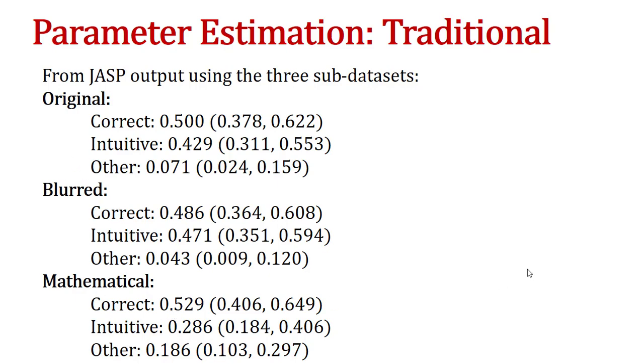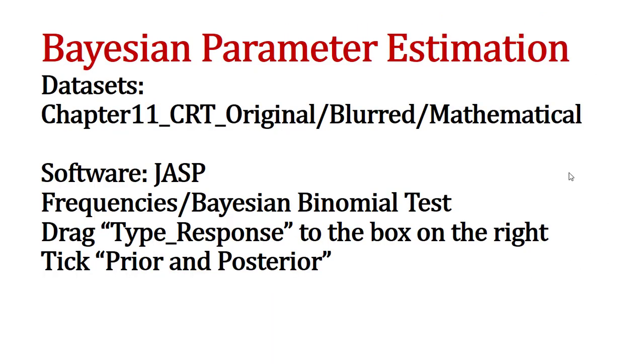Okay, so that's the traditional parameter estimation approach. For the Bayesian parameter estimation approach, we can use JASP as well, and as in the traditional approach, we are going to use the data sets that contain only one type of problem at a time, and we are going to use the Bayesian binomial test, but we are not interested in the test itself, we are interested in the prior and posterior. So let's go and do it.